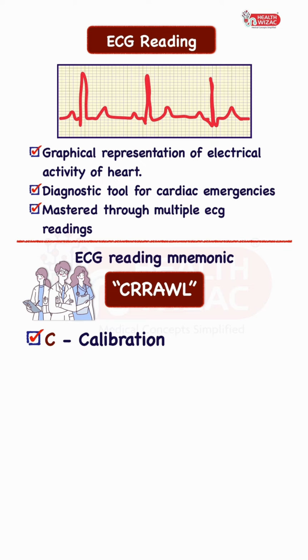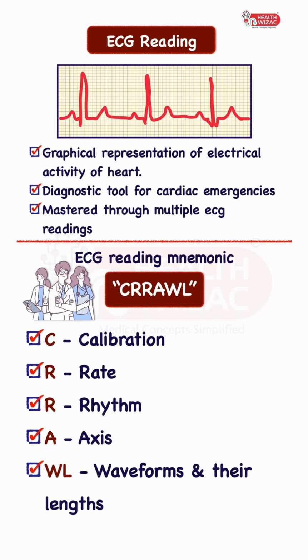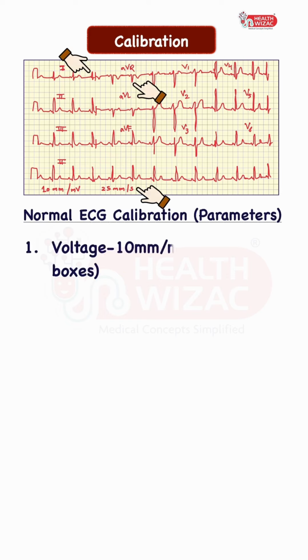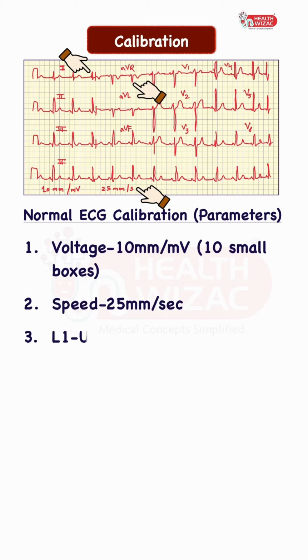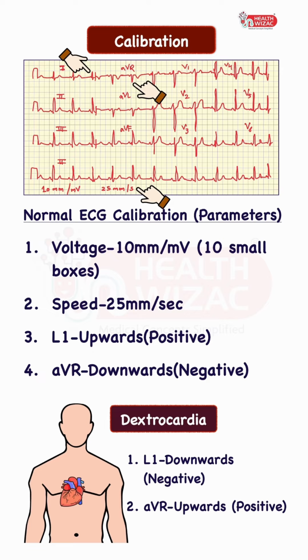stands for calibration, R stands for rate, R stands for rhythm, A stands for axis, and WL stands for waveforms and the respective lengths. Calibration or standardization is a set of parameters printed on almost every ECG and goes by voltage of 10 mm per millivolt, that is 10 small boxes, speed of the paper, that is 25 mm per second. L1 or lead 1 is usually upward with a positive deflection and AVR is downward with a negative deflection, but its opposite can be present in condition of dextrocardia.